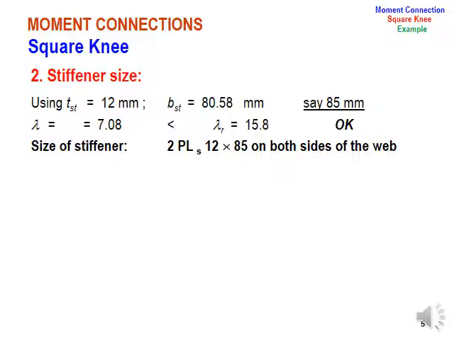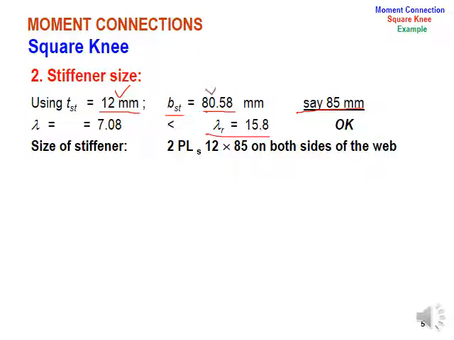So approximately, considering the thickness of the stiffener as 12 millimeter, and then dividing this 12 millimeter with the area of the stiffener, one stiffener, you're getting BST equal to 80.5. So it can be rounded up to 85 millimeter. So first you have to decide the thickness of the stiffener. So that will be hit and trial. Okay, you can revise this later on depending upon this lambda R check.